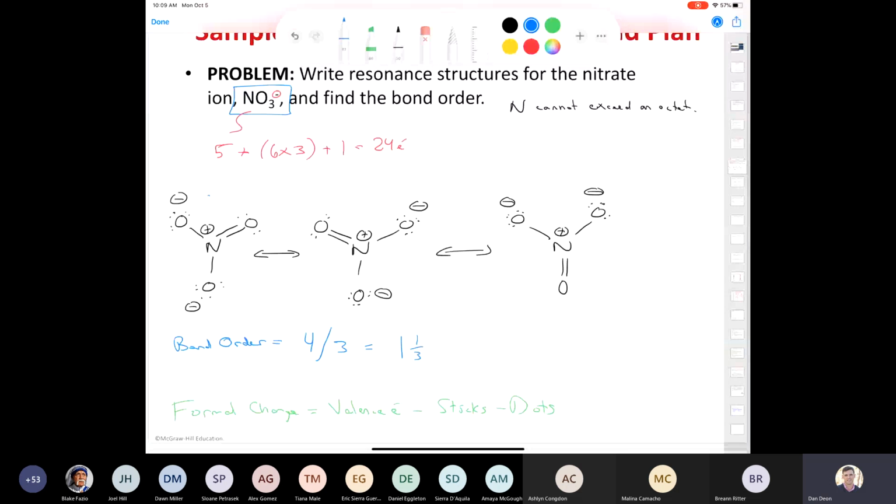So it's like each one of these bonds isn't a single bond, it isn't a double bond. It's like 1 1/3 bonds, like that. That's our bond order. Did anybody follow me on that one? Bond order?